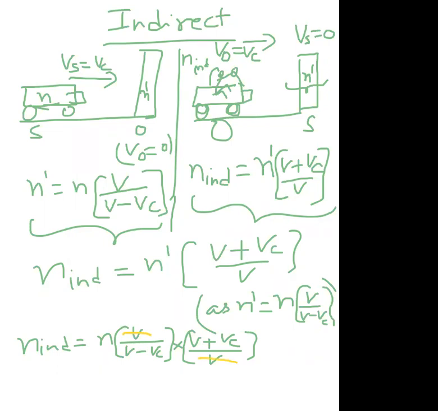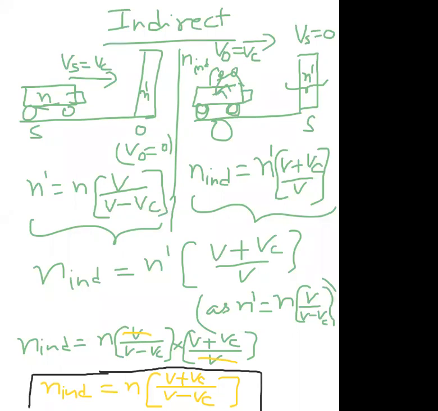From here what I can write, n indirect is equal to n into, in the numerator I will get v plus vc, in the denominator v minus vc. This is my formula for n indirect. The n indirect formula that I got is n indirect equal to n into v plus vc by v minus vc.